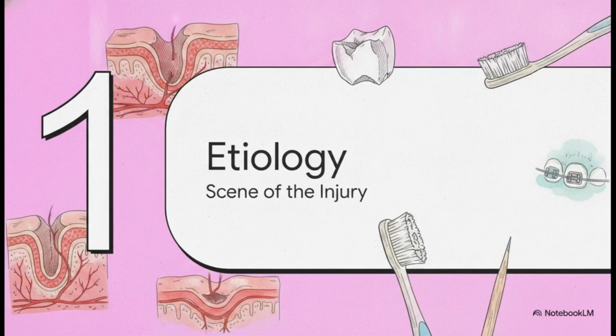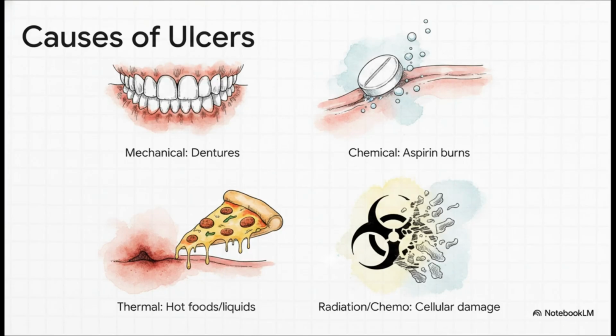Okay, Section 1, etiology and pathogenesis, the scene of the injury. We start our workup by identifying the root cause, because as we know, an ulcer is basically just a physical loss of epithelium. To treat it, we've got to know how that tissue was lost in the very first place. So there are four main culprits for mucosal breakdown. By far, most ulcers are just simple mechanical trauma. A patient accidentally bites their cheek, or maybe their new dentures rub a little too hard.